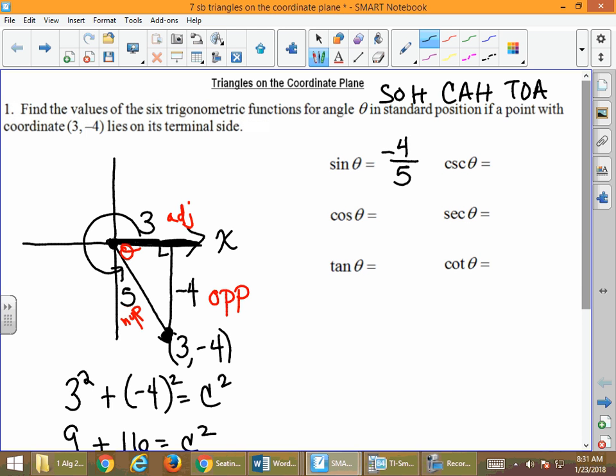-4/5. Cosine is the adjacent divided by the hypotenuse. 3/5. Tangent is defined as opposite divided by the adjacent. Opposite divided by the adjacent.